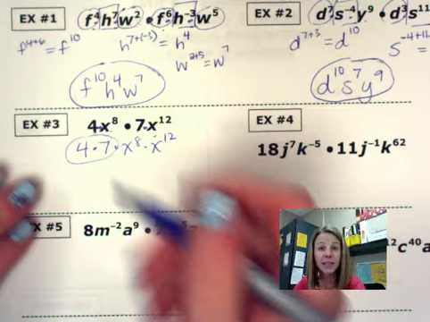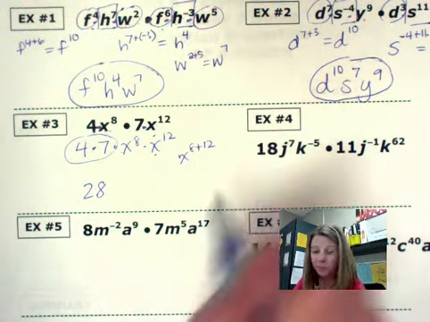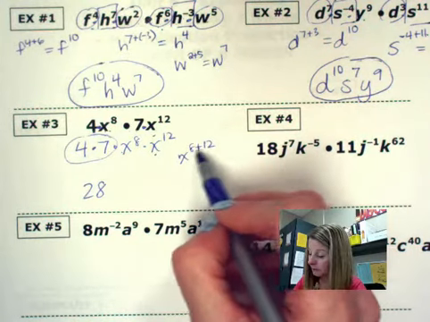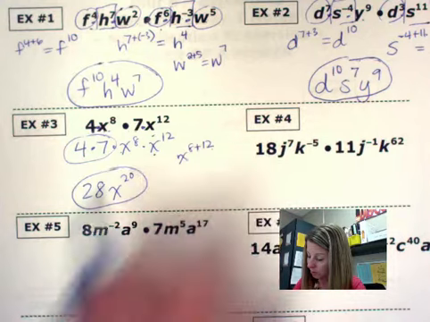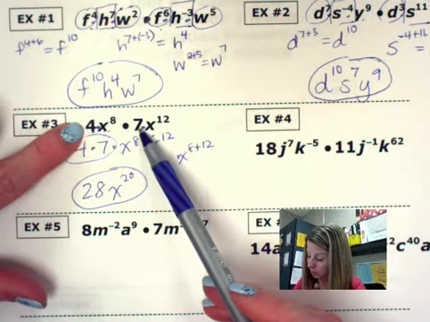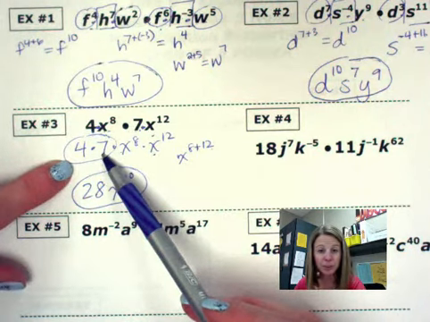And remember, when I do x to the 8th times x to the 12th, you're really doing x to the 8 plus 12. So 8 plus 12 is 20. So it's x to the 20th power. So when you have numbers, you're multiplying. So we know how to multiply numbers. We'll multiply those together.